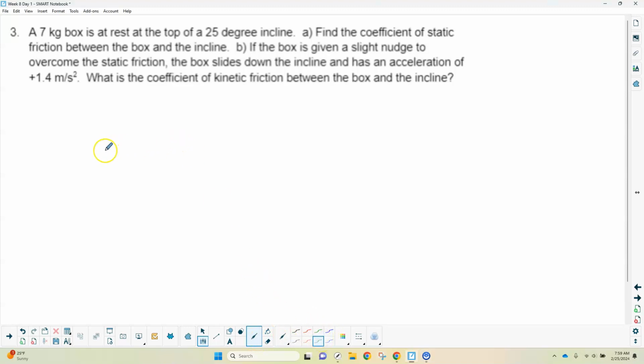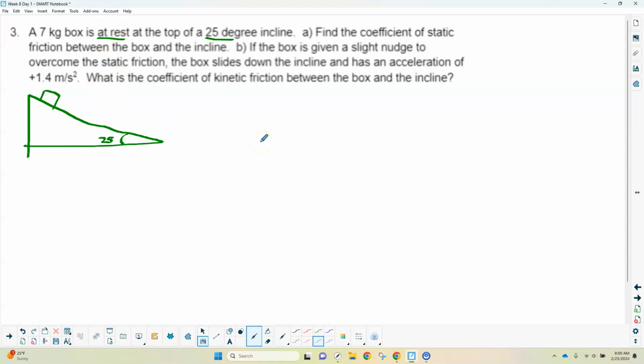So in this one, a 7 kilogram box is at the top of an incline, and it tells you the value of the angle. So 25 degrees, that's the bottom of the incline here. And we want to find the coefficient of static friction between the box and the incline, so that it's at rest. So when it's at rest, it's not moving, so it's stationary.